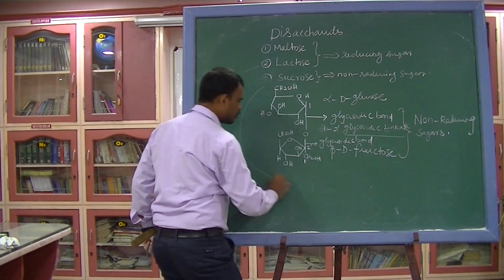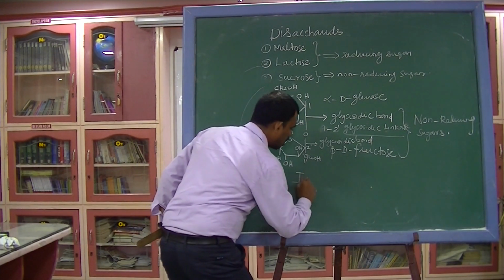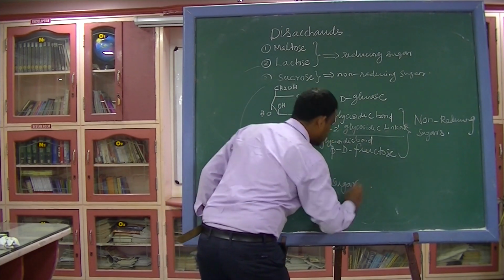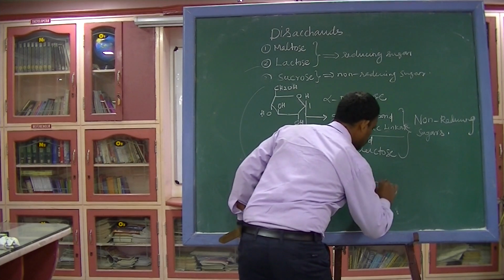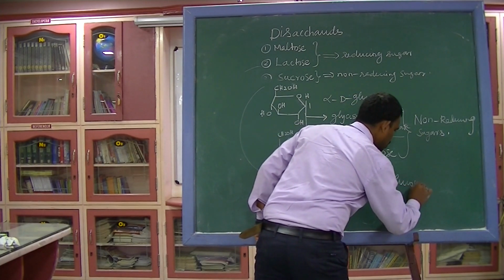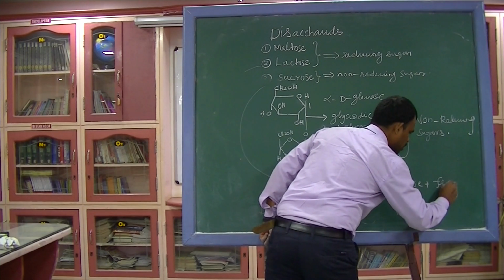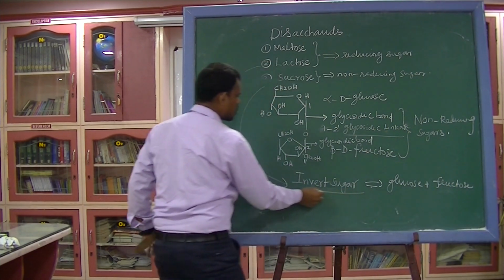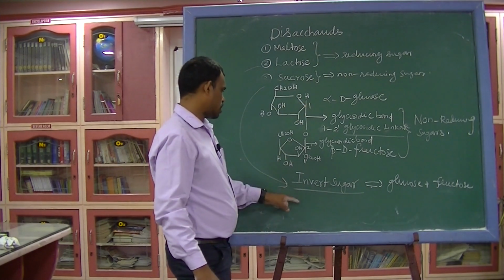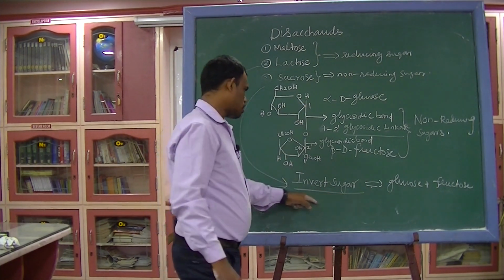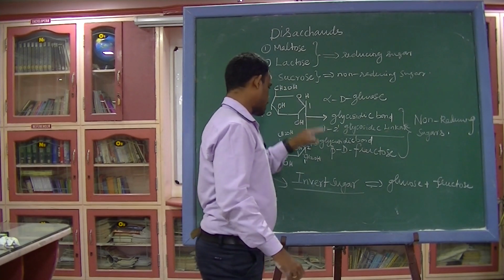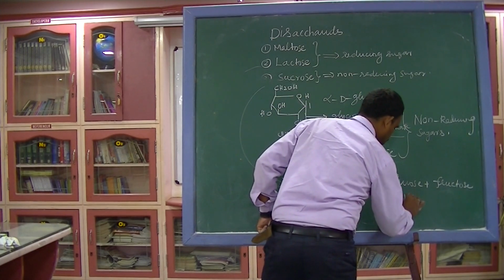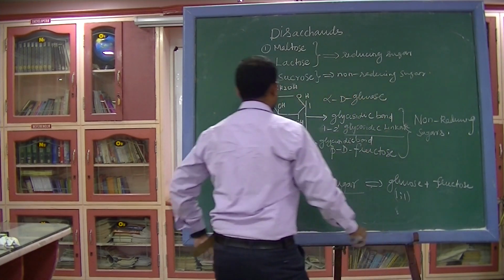Again, this sucrose is called invert sugar, am I right? Upon hydrolysis it gives glucose plus fructose. That's why it's called invert sugar, because its specific rotation will change during the hydrolysis. Upon hydrolysis it will give a 1:1 mixture of glucose plus fructose.